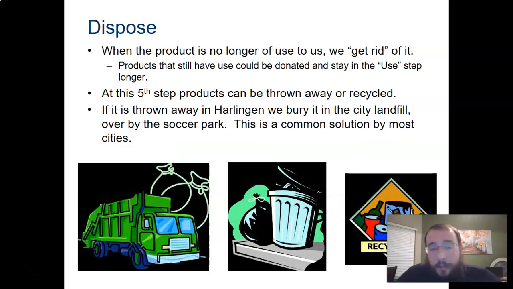The last and final stage, or fifth stage, is dispose. When the product is no longer of use, we get rid of it. Of course, you could continue to use the products and donate them, upcycle them, or use them in a different way, and that would still stay within the use step. For the aluminum can, there's really not a way to reuse these. They're meant to be tossed or recycled.